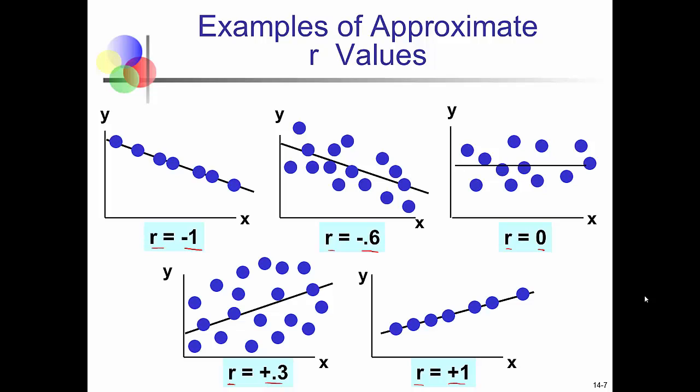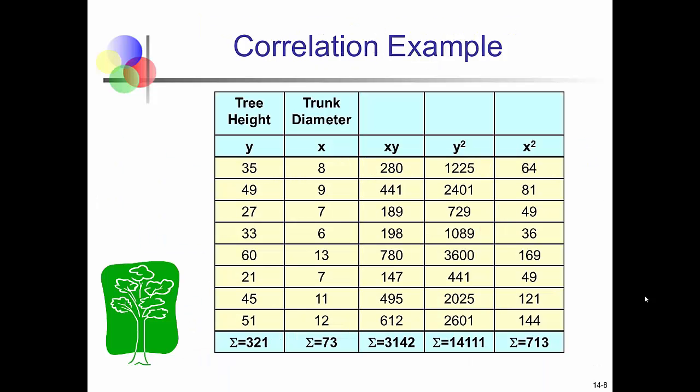And notice as x changes, we can perfectly predict what's going to happen to y. All the dots lie exactly on that linear function. So let's look at an example.